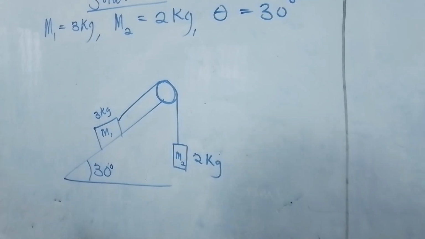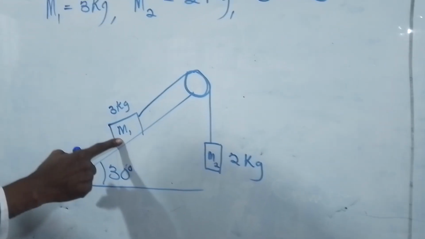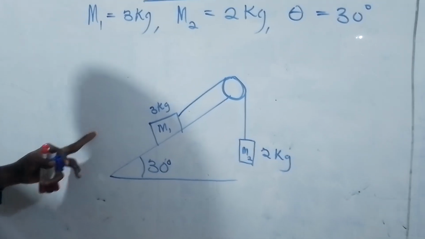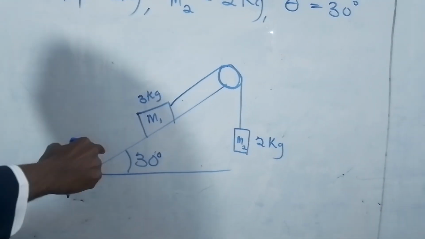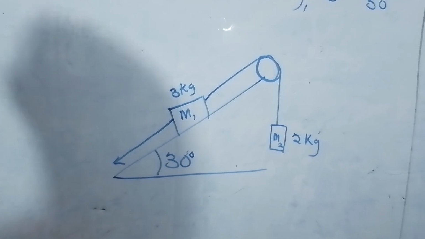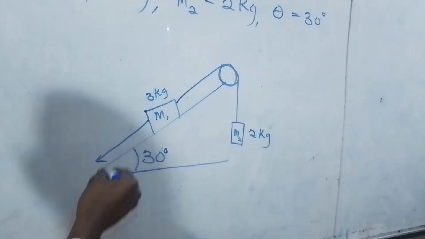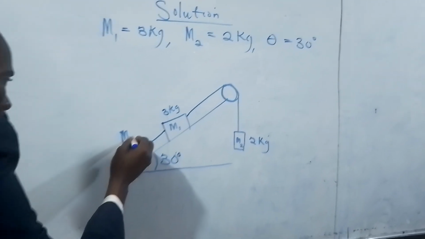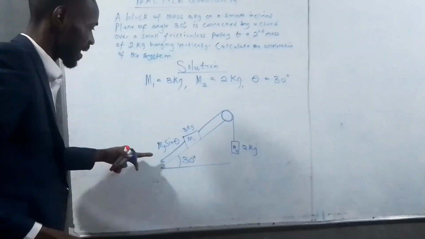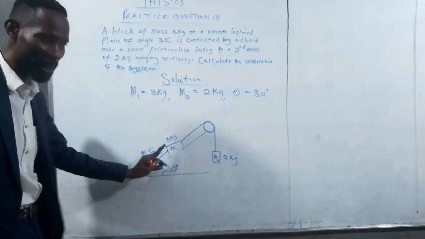Now, we should remember that this body of mass tends to fall down. Definitely it will come down. Remember what is happening: there is a force tending to pull it down the inclined plane, and that force will be mg sine theta. That is the force parallel to the plane.